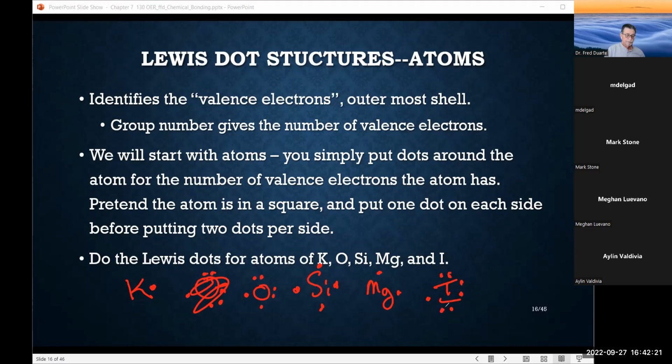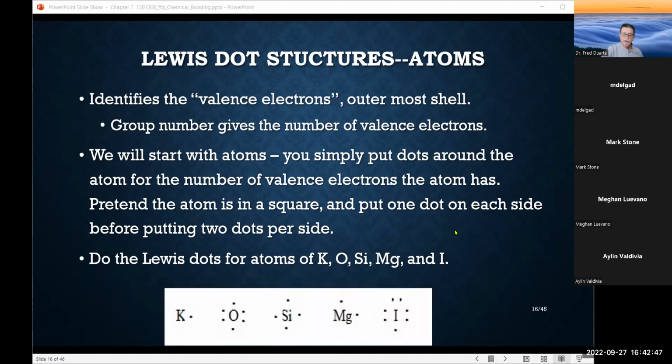Which would be the same Lewis dot structure for chlorine. Same thing, because everybody in that group shares the same number of valence electrons. Sodium will be the same as potassium, etc. So nothing complicated, it's just straightforward. Find out what group number it's in, put in the dots, and you should end up with something like that for the Lewis dot structure.